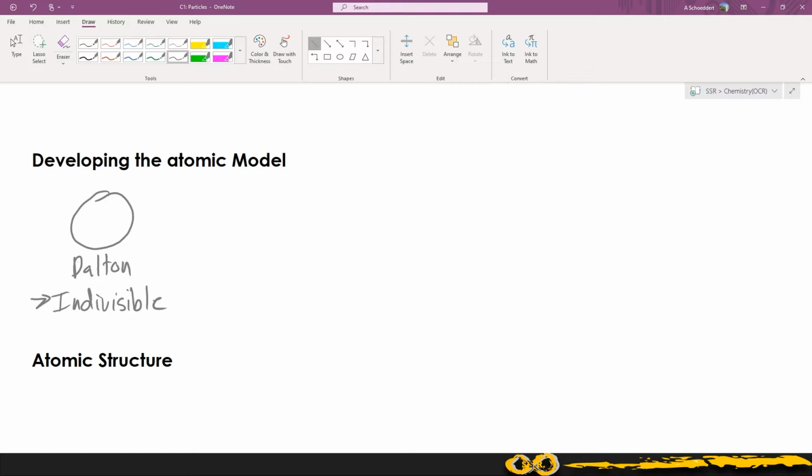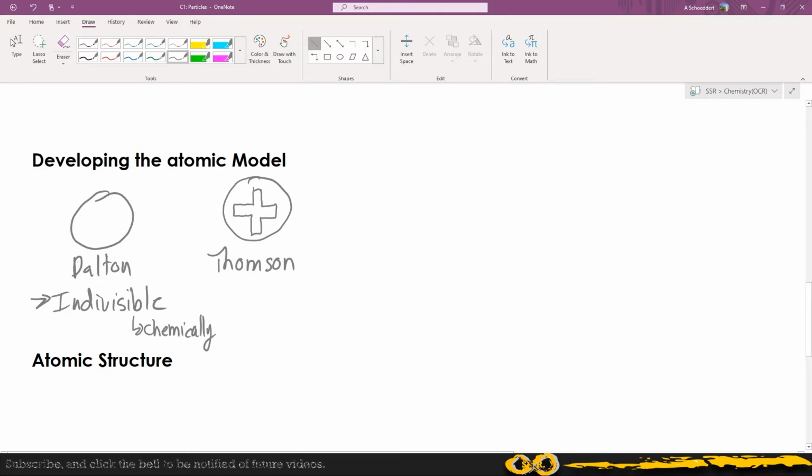The next scientist to come along was Thomson, and what he discovered as he was doing some experiments was the electrons. He realized that there were actually some parts to Dalton's indivisible model that were not quite so indivisible. We now qualify this by saying that the model is chemically indivisible, but if we use some physics, we can in fact split the atom.